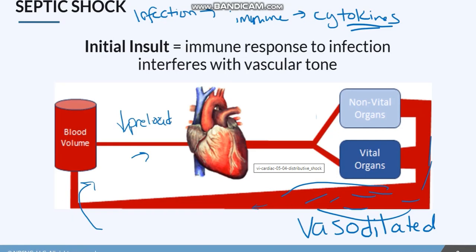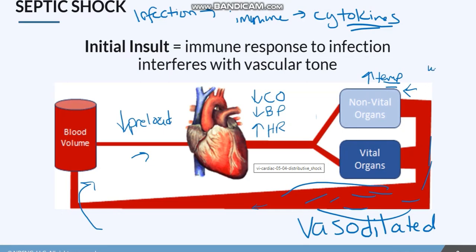So we decrease our preload, which means we decrease our cardiac output. If there's nothing coming in, what can go out, right? So our blood pressure also decreases. We'll start to see that compensatory increase in our heart rate, right? But here's where we see a big difference from the other two shocks. Because all this blood is pooling out in the periphery and in the non-vital organs like the skin, we're actually going to see increased temperature in the skin, okay?